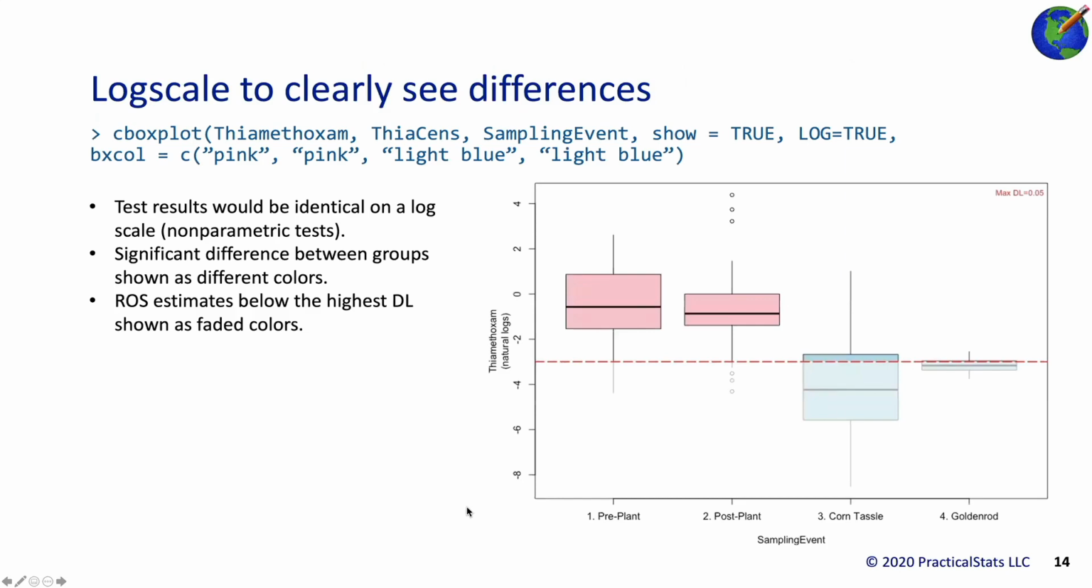You can also do things like put the Y variable on the log scale to see things better and color the boxes based on the results of your pairwise comparisons, so that boxes with the same colors are not significantly different and boxes with different colors are. So there are a lot of ways that you can do things with the cboxplot command, the censored box plot command.